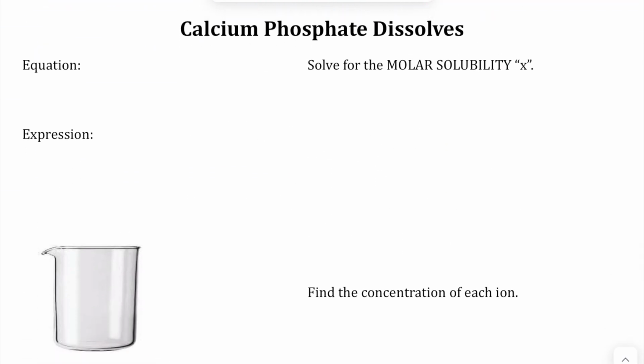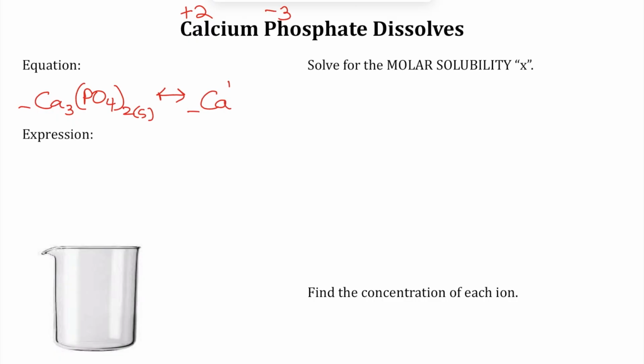All right, we've got calcium phosphate. This one has a polyatomic. It doesn't change anything about what we're doing. We still have a +2 and a -3. So I'm going to have my Ca3(PO4)2 solid when that dissolves into ions.